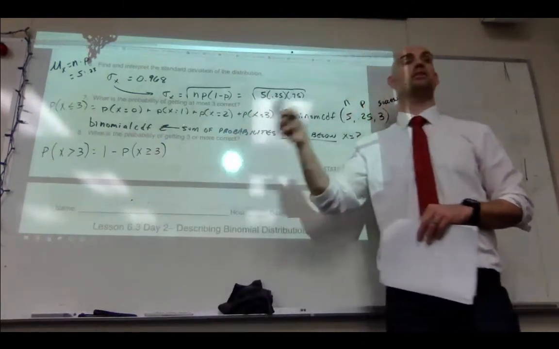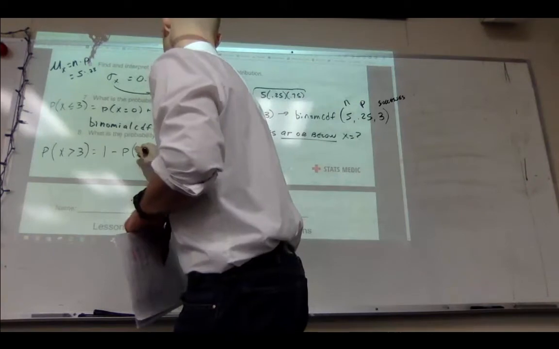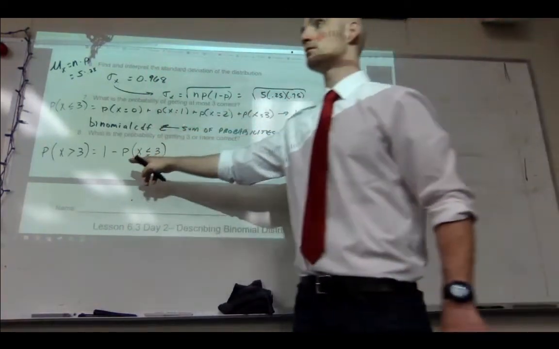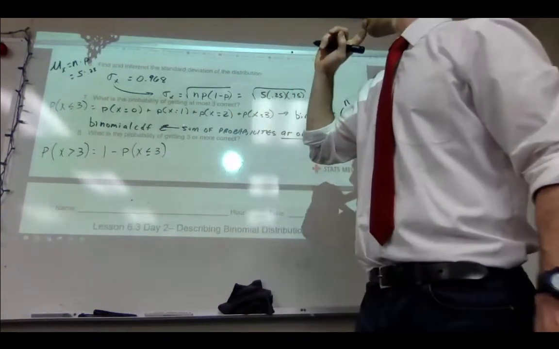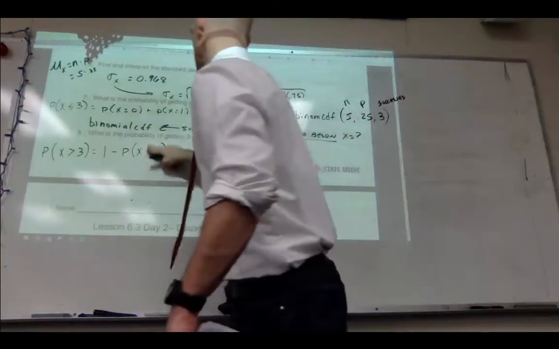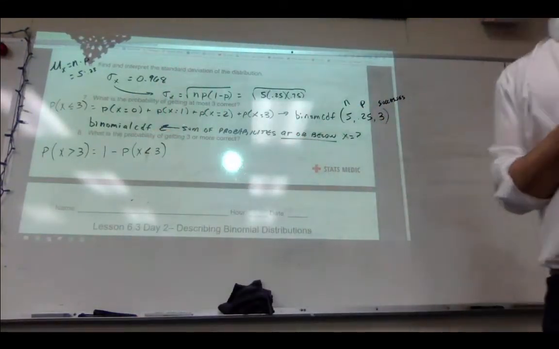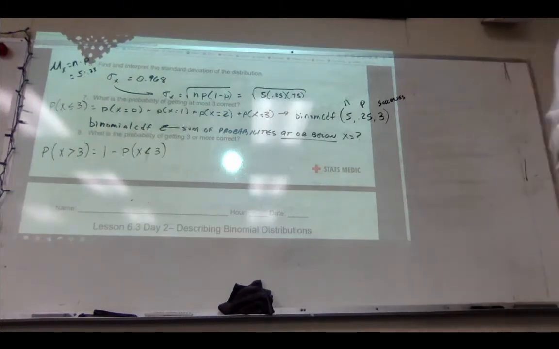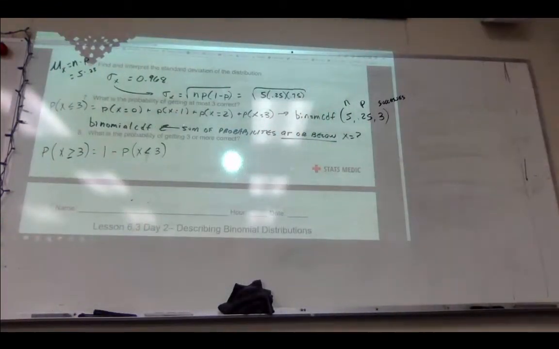1 minus the probability of x. Is this right? I thought it was 1 minus the probability of x being less than or equal to 2. Unless it's 3 or more, isn't it? Because it has to be X greater than or equal to 3. So it should be greater than or equal to. Yes.